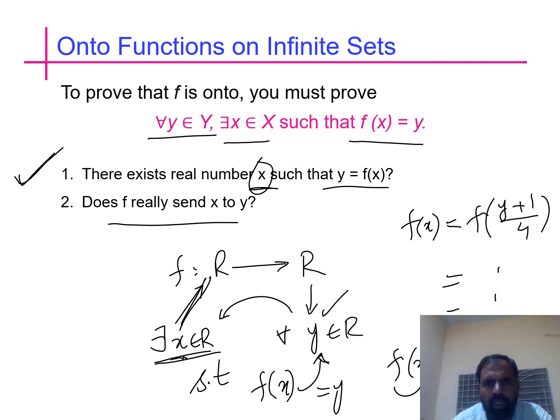f from R to R. So does f really send x to y? Here x belongs to R and y belongs to R, f of x is equal to y. Similarly, in this, f of x is equal to this, and f of (y plus 1) by 4. We put the value of x.